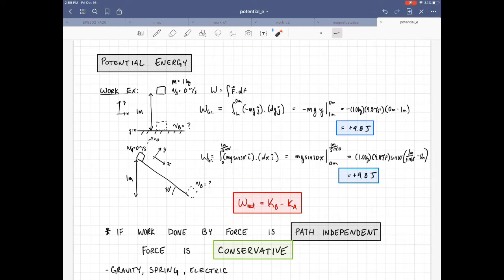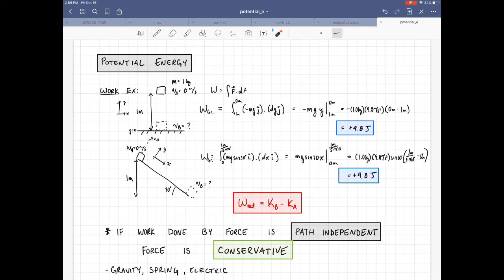So now let's look at a similar example, but slightly different. I've got my block, same block, 1 meter above the ground, but now along a ramp. And for this example, we're just going to ignore friction, so there's no friction on the ramp. And so I'm going to release this block from rest, and of course it's going to accelerate down the ramp. And I want to know, when it gets down to the bottom here, how much work has gravity done as the block moved from a y height of 1 meter above the ground to y equals 0 at the bottom.